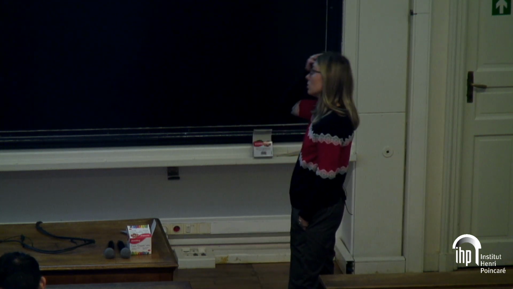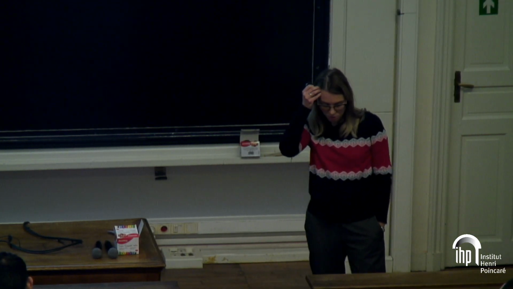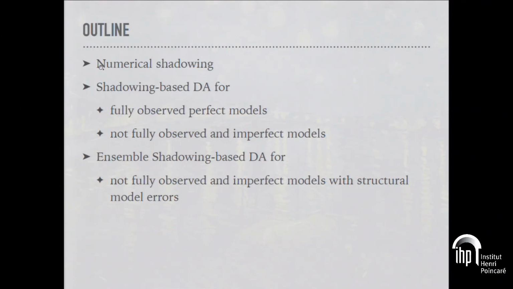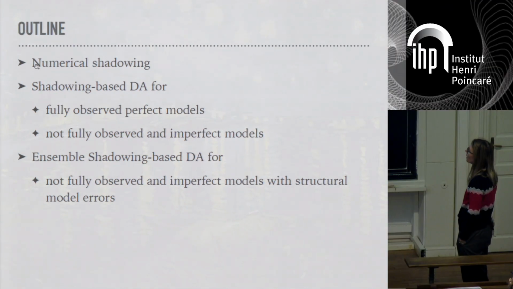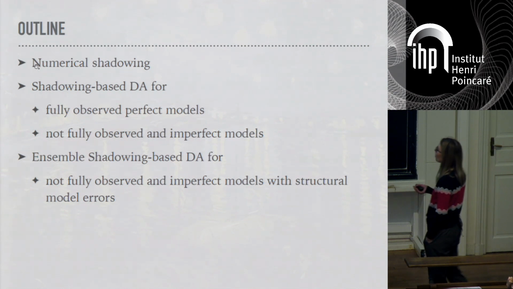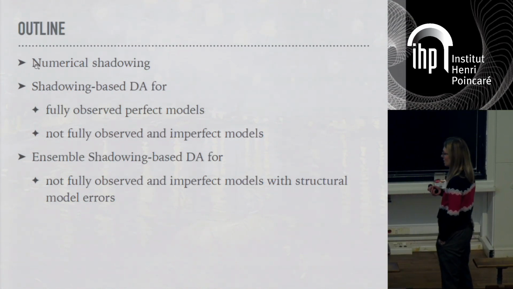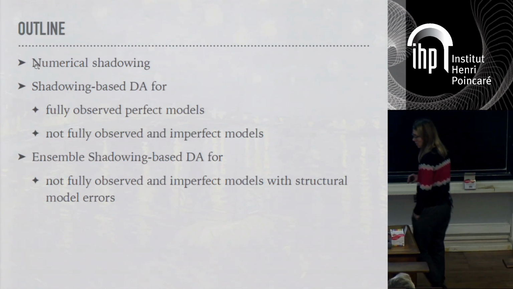So this is the outline of the talk. First, I will talk about what numerical shadowing is. Then I will explain shadowing-based data assimilation, and I will talk about fully observed perfect models, and by perfect models, I mean when there is no model error. And then I also talk about partially observed and also imperfect models, meaning that there is a model error. And I will also introduce an ensemble shadowing-based data assimilation, and again, I will talk about partially observed models with errors, and also if the error is actually structural, and I will explain what that is.